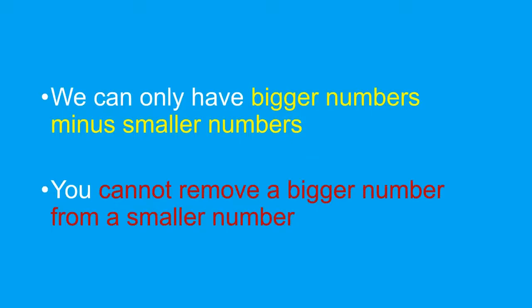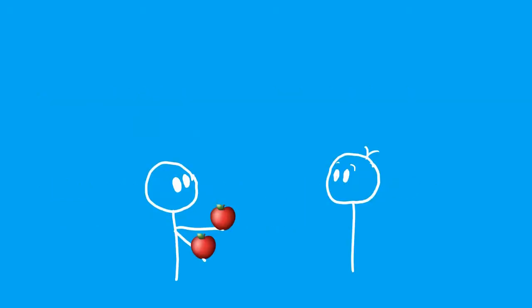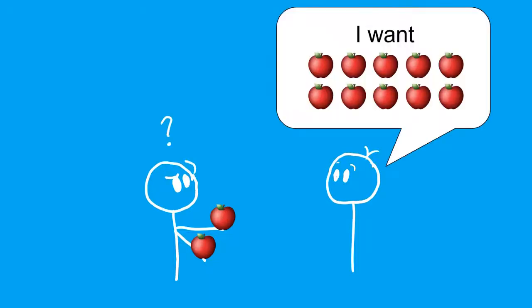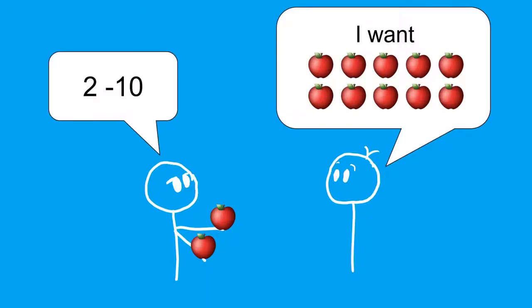In primary school mathematics, we can only have bigger numbers minus smaller numbers. This is because you cannot remove a big number from a small number. Imagine I have only 2 apples, and you ask 10 apples from me. I just don't have enough apples to give. At this level, you will see that we write bigger numbers minus smaller numbers.